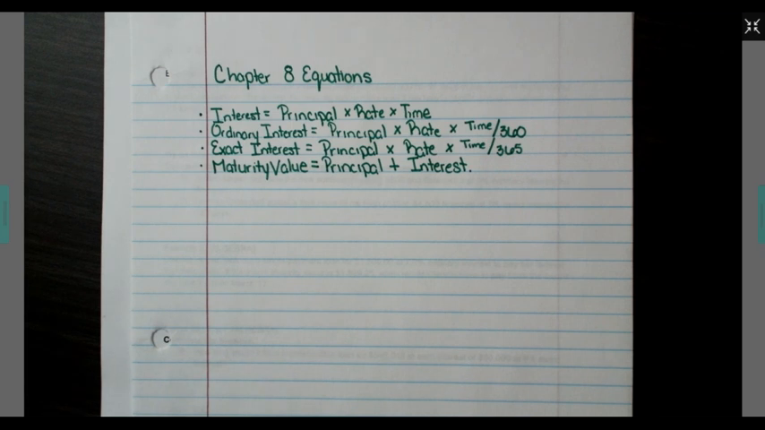Maturity value. This is the total amount of money you must repay for a loan. Term. This is the amount of time for which a loan is granted. Ordinary interest. Interest on a loan calculated by basing the loan's time period on a 360-day year. Exact interest. Interest on a loan calculated by basing the loan's time period on a 365-day year.